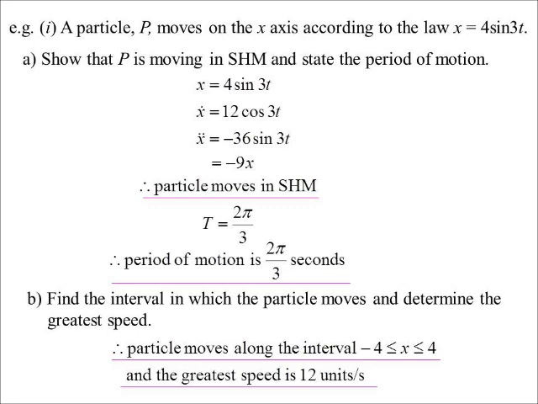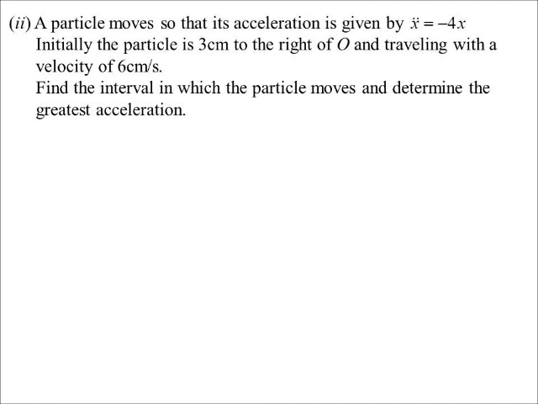All right, what we got this time? This time they're giving us acceleration in terms of displacement. So we can assume it's simple harmonic motion because it's in the form minus n squared x. Initially, the particle is 3 to the right, velocity of 6. Find the interval. All right.